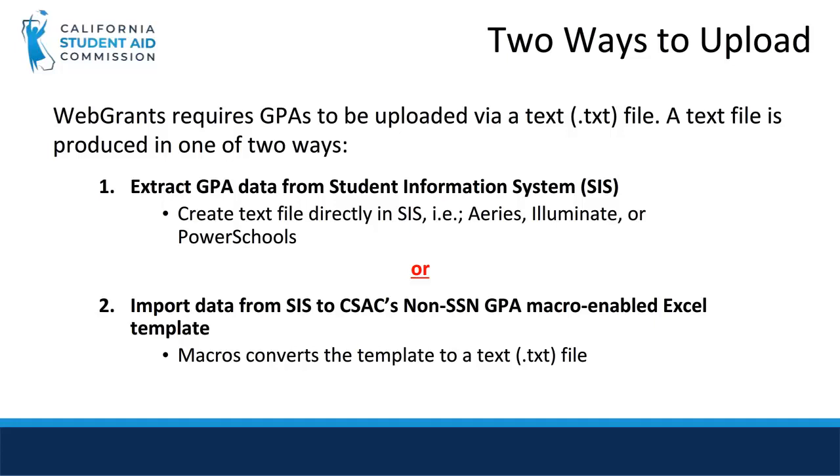Some high school student information management systems, such as ARIES, may allow you to automatically save your GPAs as a text file, thus bypassing the need to use the template. This is a clean, fast, and easy way to upload your GPAs. If your system does not allow you to extract your GPA into a text file, it will be necessary to first import the data into the Commission's macro-enabled Excel template. The template then uses built-in macros to convert it to a text file to make it upload ready.